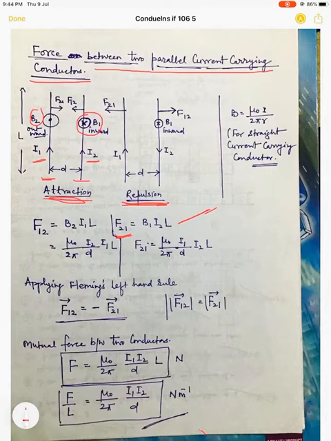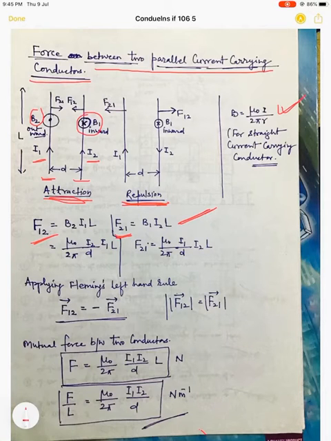So the magnetic field by conductor number 1 is B1, current in conductor number 2 is I2, and L is the length of the conductor. So the force is given by B1 I2 L. Similarly, if you want to know the force on 1 because of the magnetic field produced by 2, the magnetic field by 2 is B2, current in the first one is I1, and L. So B2 I1 L is the force experienced by conductor number 1 because of 2, and F21 is B1 I2 L, the force experienced by conductor number 2 because of 1. So we can write the expressions like this.